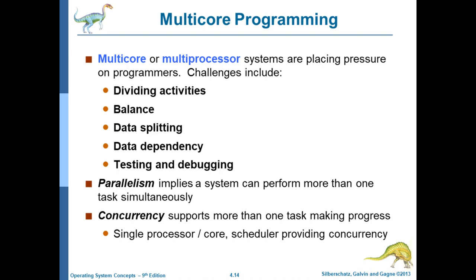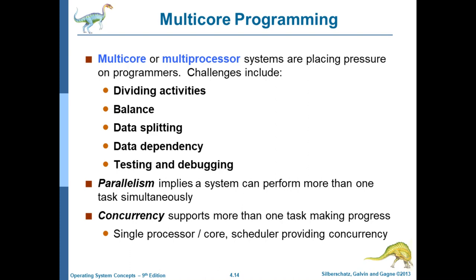A third challenge is data splitting. This means deciding how to partition the data that is shared or accessed by different cores or processors. For example, if we have a program that performs a search on a database, we may want to split the database into smaller chunks that can be searched independently by different cores or processors.